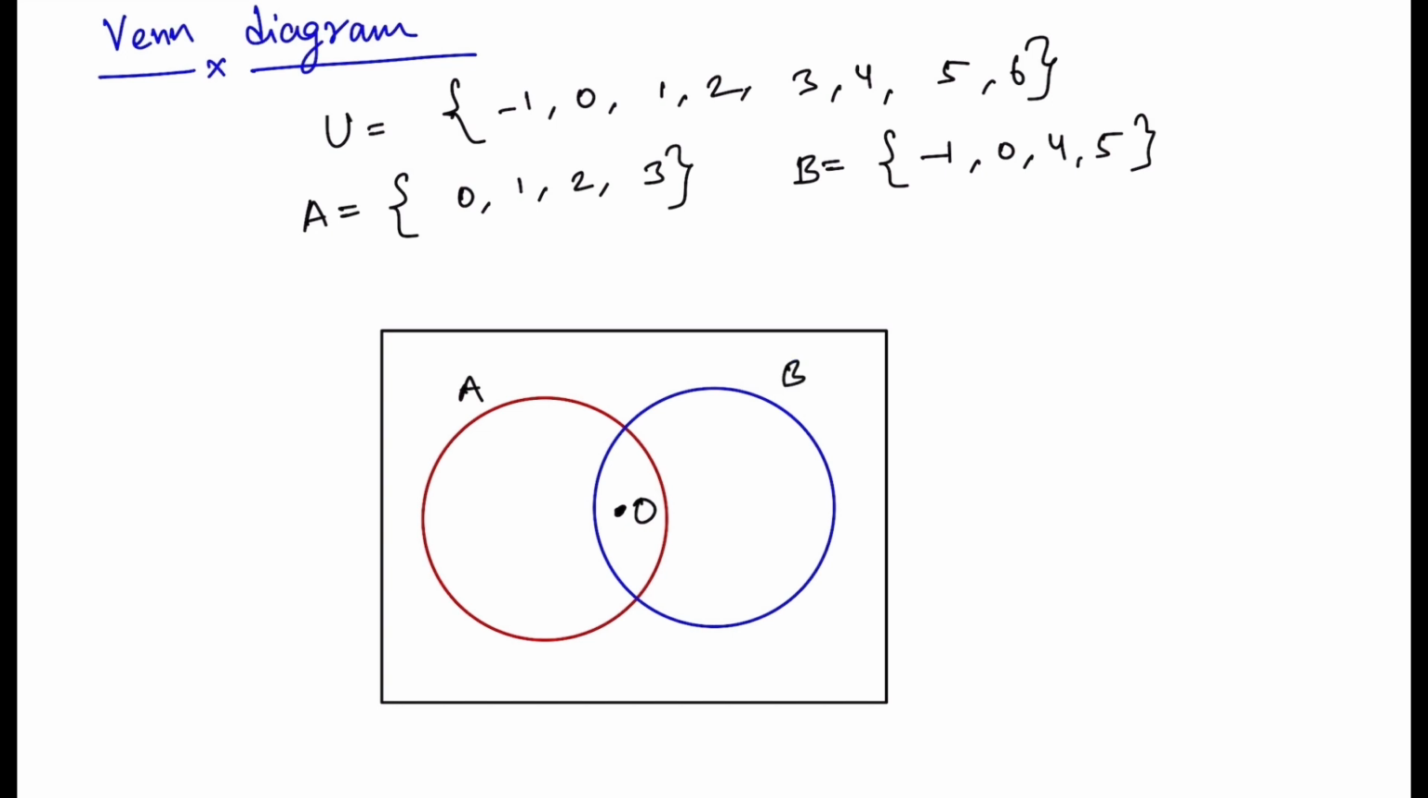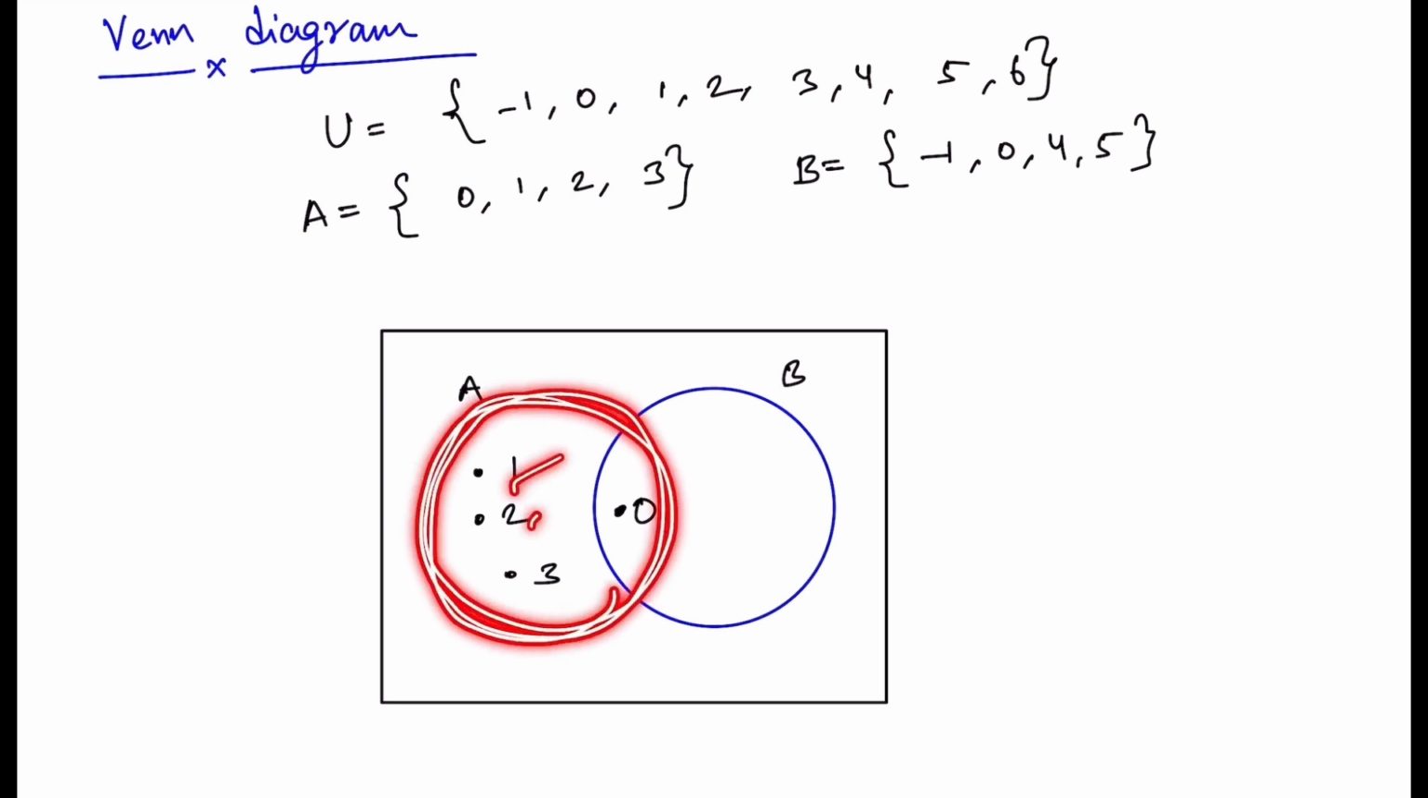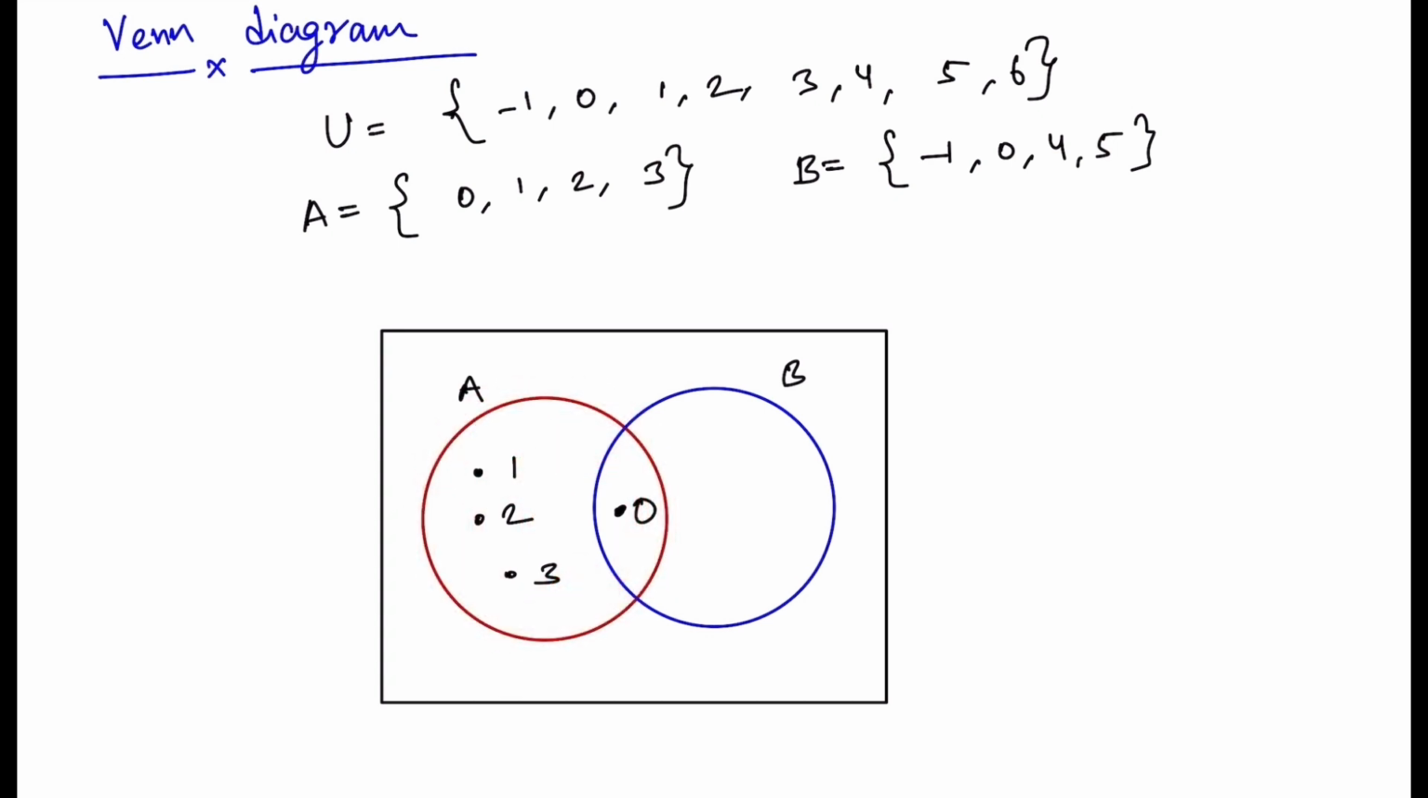Okay, next the remaining elements of A, which are 1, 2 and 3, will be here. So see, this red circle is the complete region of A. This is the region of A, and region A has elements 0, 1, 2 and 3. All the elements are there. Okay, so that is how you put the elements.